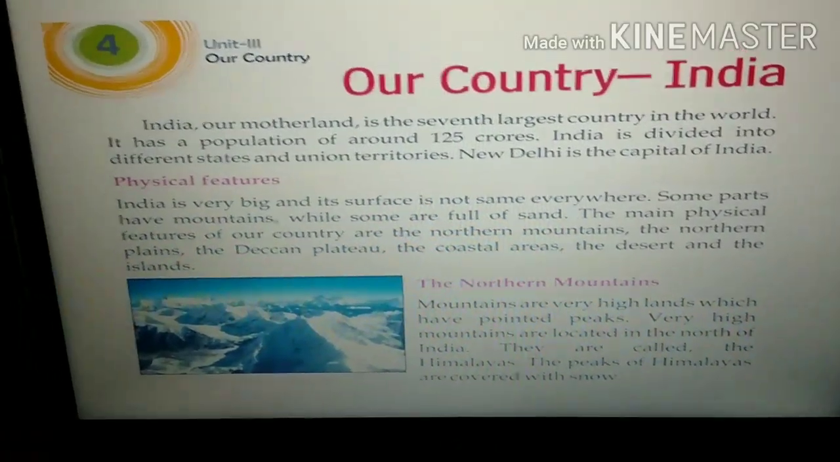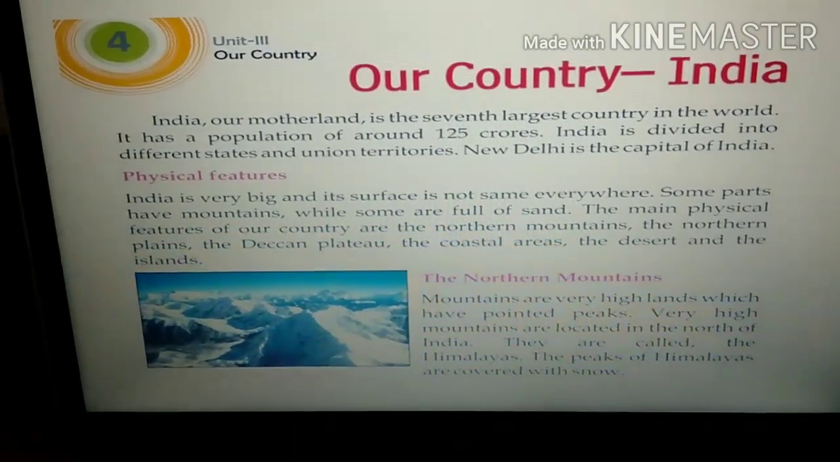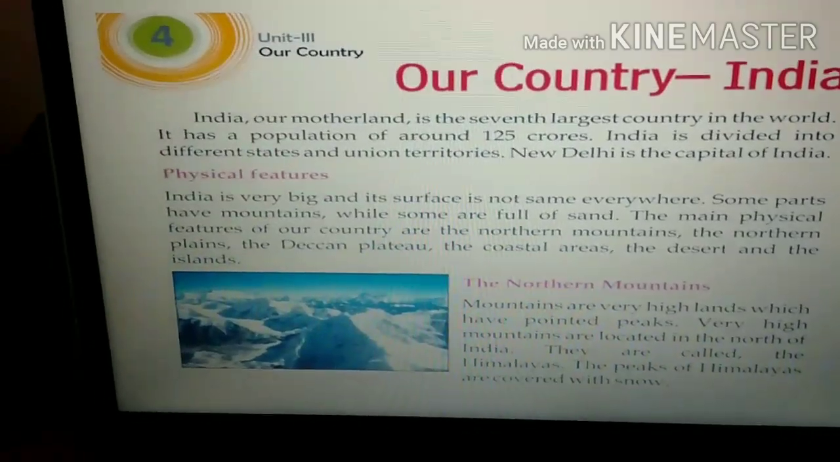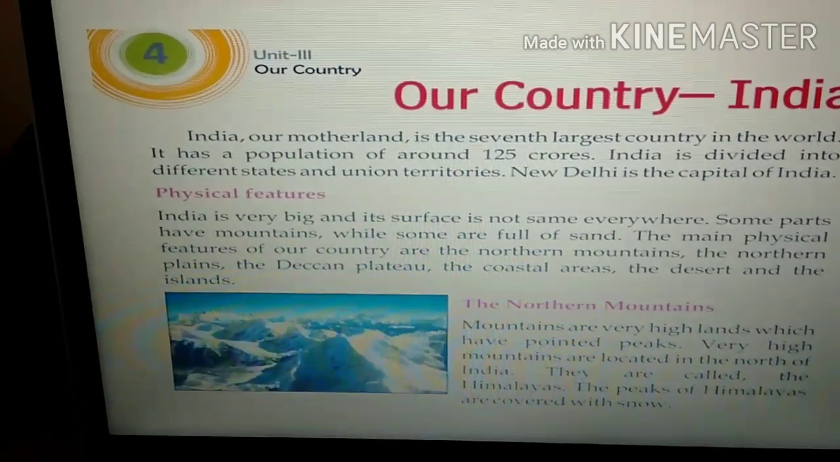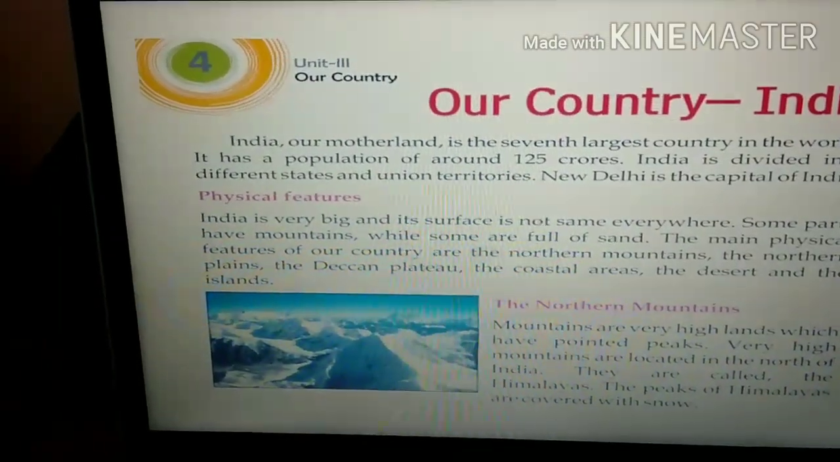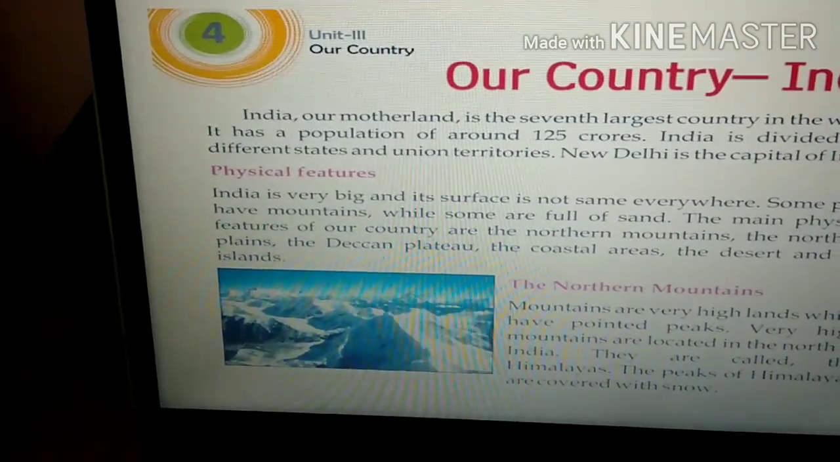Children, I am telling you the physical features again. What are the physical features of India? India is very big and its surface is not the same everywhere. Some parts have mountains, some are full of sand. The main physical features of our country are the northern mountains, the northern plains, the Deccan Plateau, the coastal areas, the desert and the islands.